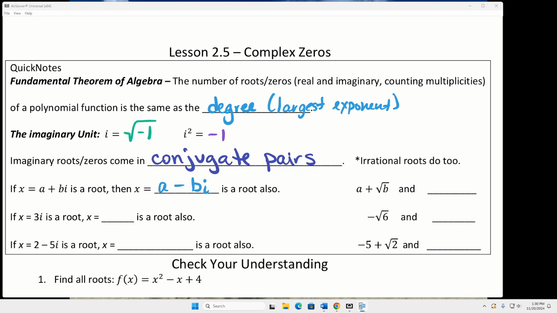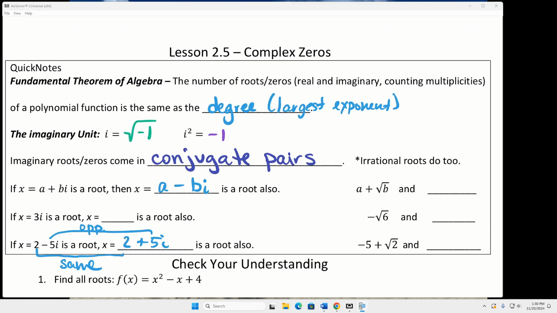All right, so I'm going to skip this one for a second and go to 2 minus 5i. So if 2 minus 5i is a root, then we would do the same real part, and then we're going to do opposite imaginary parts. So 2 plus 5i is also a root. Yes, ma'am?